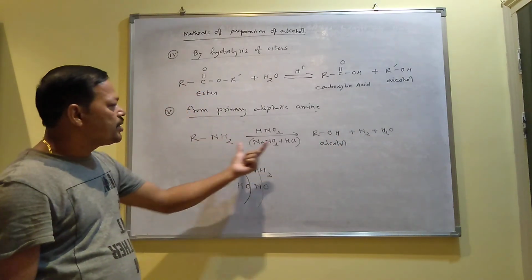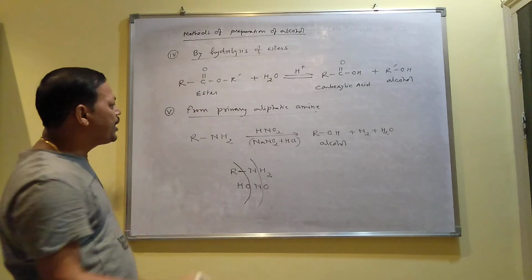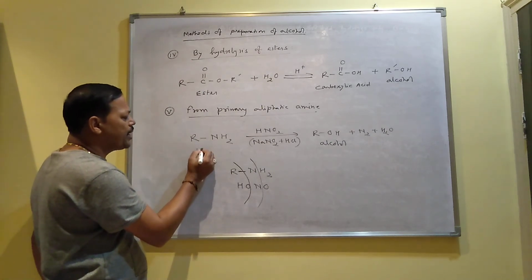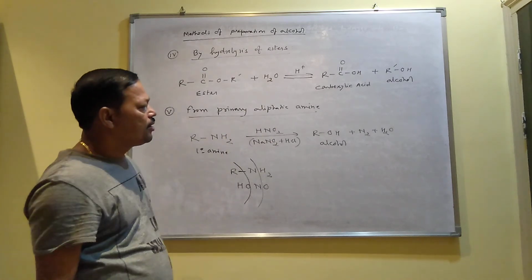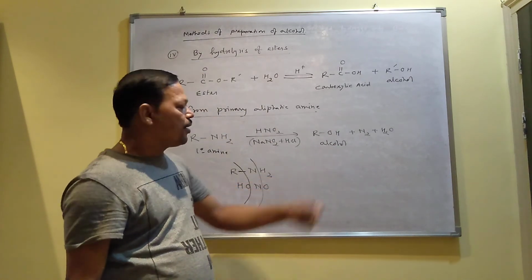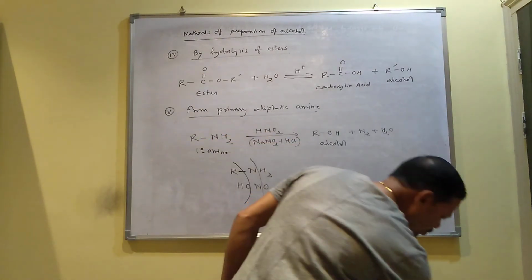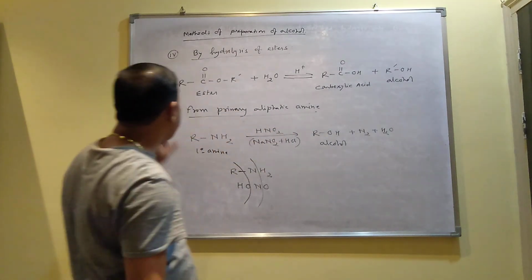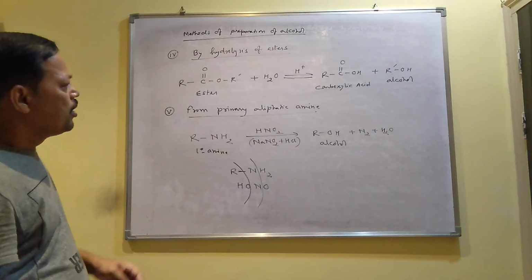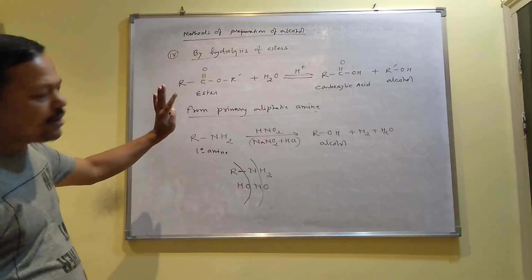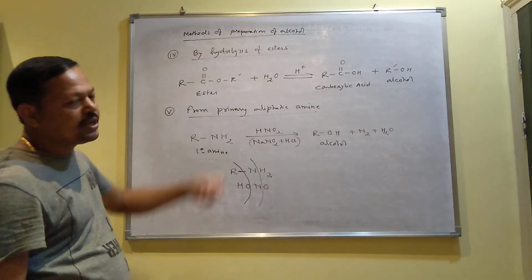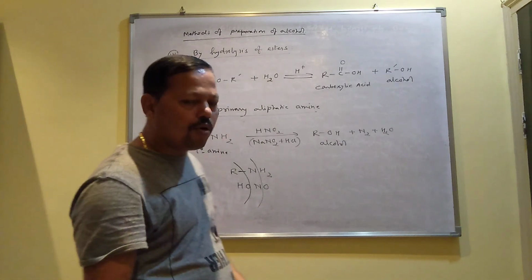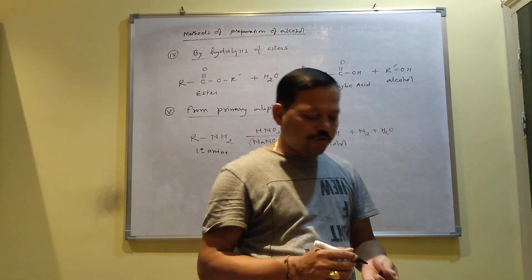So always remember, this is a simple method. When a primary amine reacts with nitrous acid, it always gives alcohol. So this is another method, number 5. So these are the common methods which are used in the laboratory. I mean, by using these methods you can prepare the alcohol in the laboratory. Thank you.